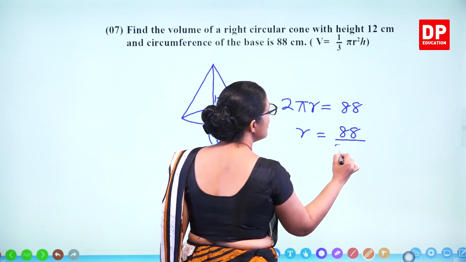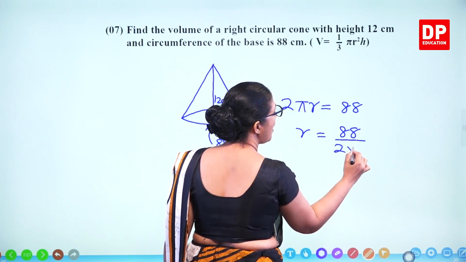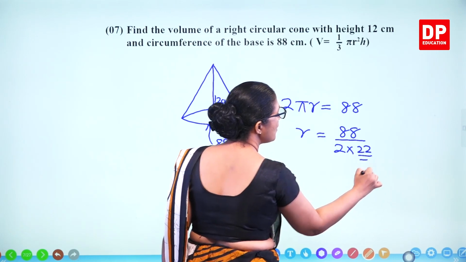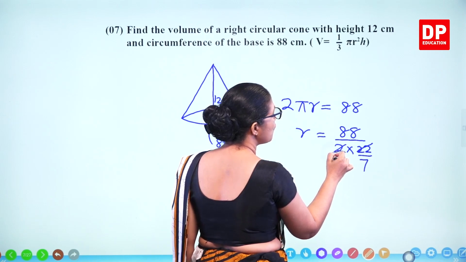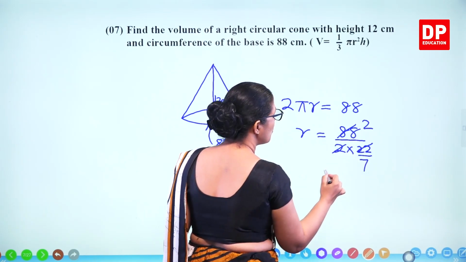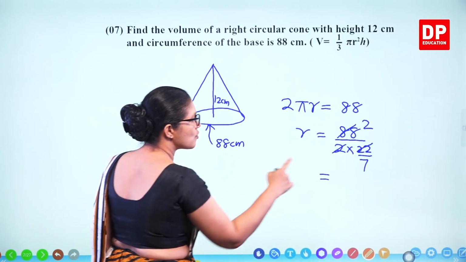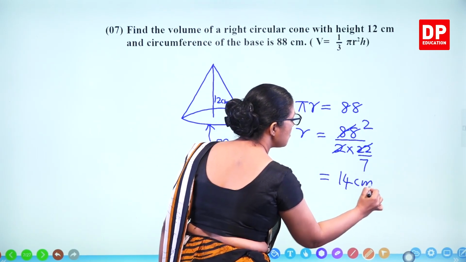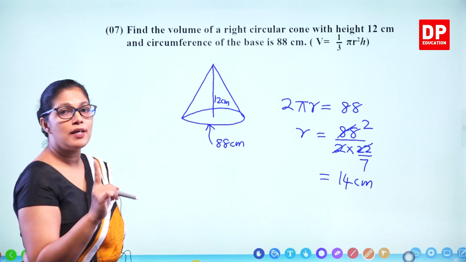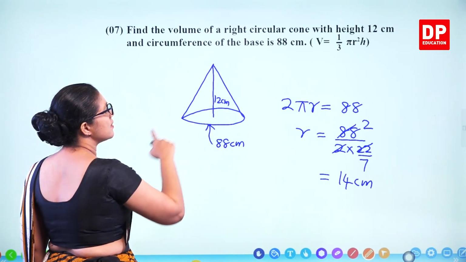88 over 2 pi. Pi you can substitute 22 over 7. So 22 times 2, 44 times 2. That's 88. So 7 goes up. 7 times 2, 14 centimeters is the radius of the base circle.